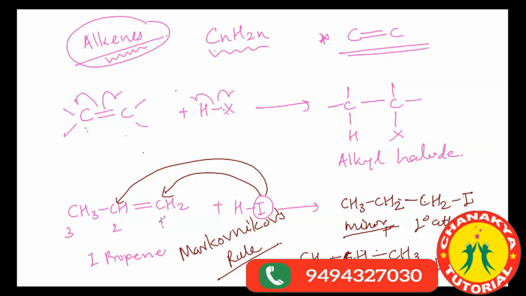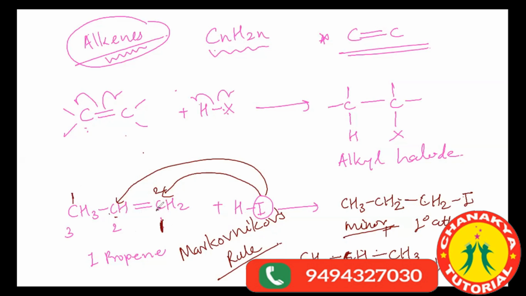It means what you have to keep in your mind: the halogen group will go to the carbon which is more substituted. So this carbon is more substituted with carbon groups, right? Here one carbon, here another carbon. So whenever the halogen group goes to this carbon, that would be the major product. And if you see this primary carbon, it is less substituted.